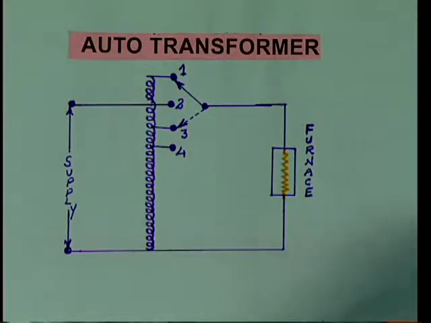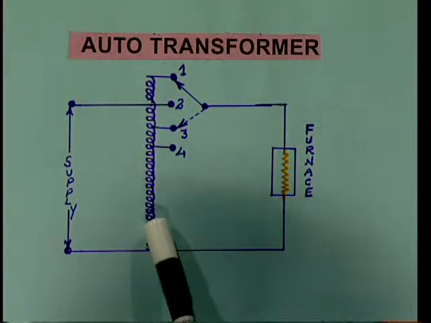Auto transformer. We know the auto transformer principle. An auto transformer has only one winding, where part of the winding is connected to the supply and part of the winding is connected to the secondary. We get variable voltages by using the auto transformer. By connecting the auto transformer in series with the furnace unit, we can supply variable voltages by controlling the regulator of the auto transformer. So we get a variable voltage at the furnace, and therefore a variable temperature can be obtained.